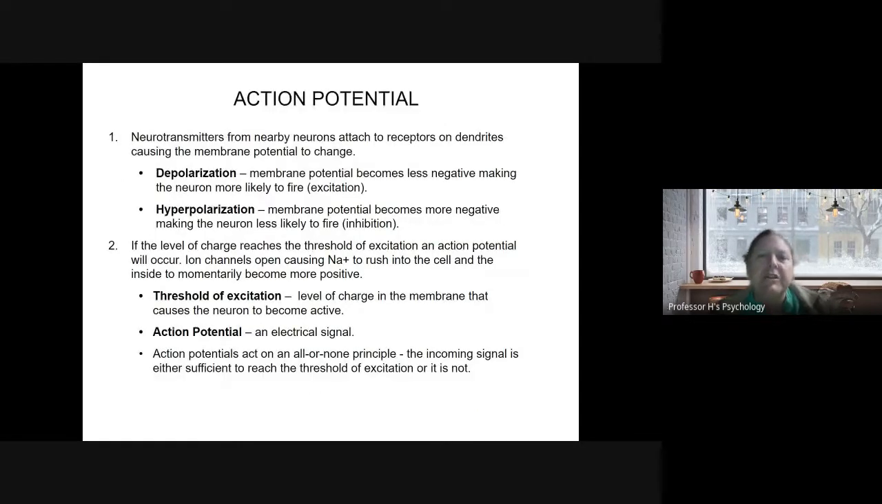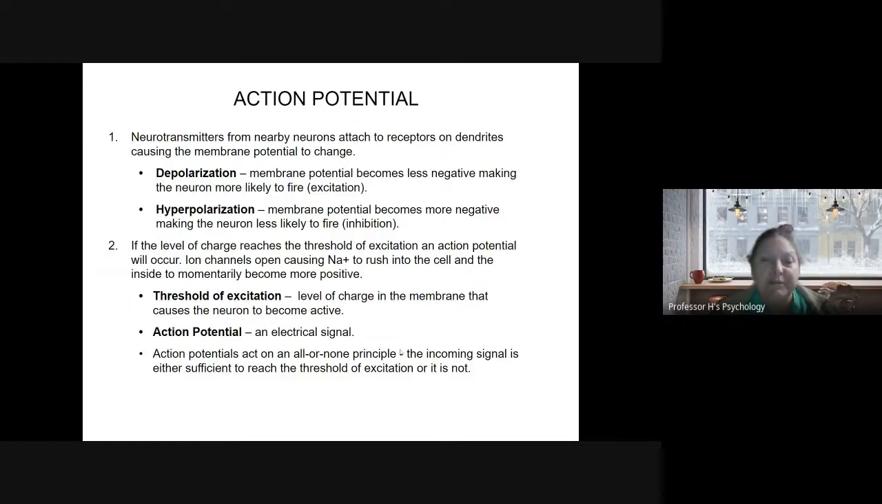All right, some more terminology. Action potential. Neurotransmitters from nearby neurons attach to receptors on dendrites, causing the membrane potential to change. And remember, the membrane potential is when we're talking about that voltage. So it's having the voltage change. Depolarization of the membrane potential becomes less negative, making the neuron more likely to fire. That is also called excitation. Hyperpolarization, that's when the membrane potential becomes more negative, making the neuron less likely to fire. So that is inhibitory.